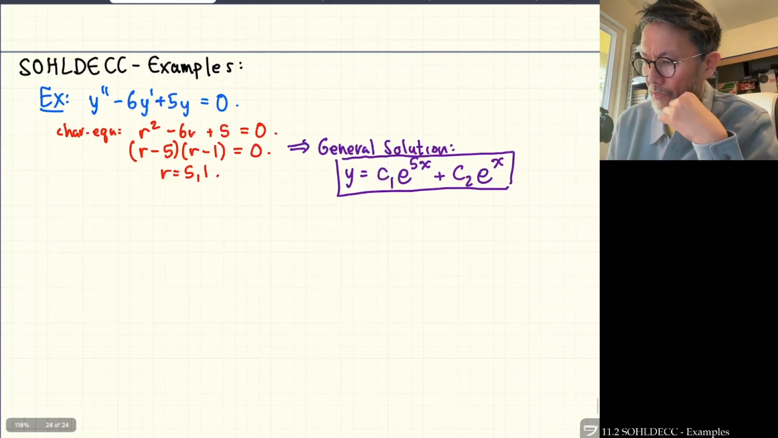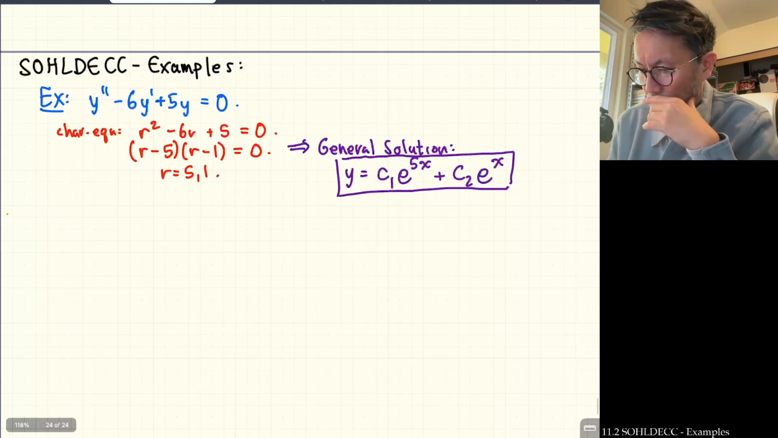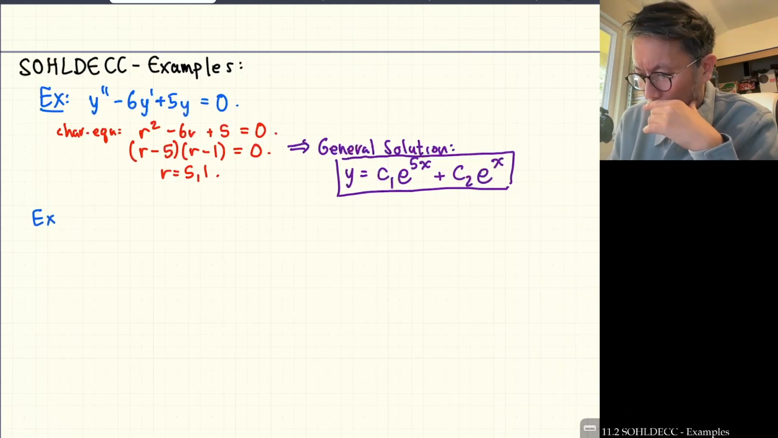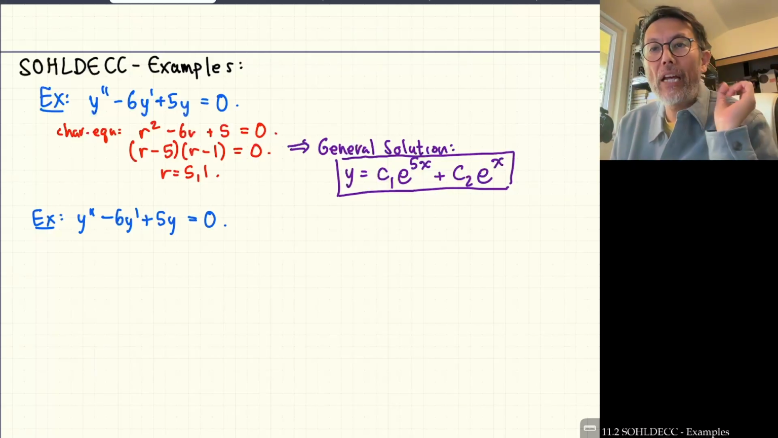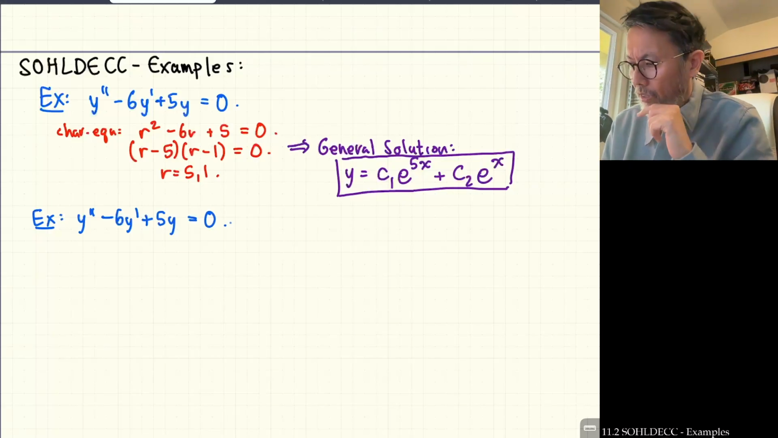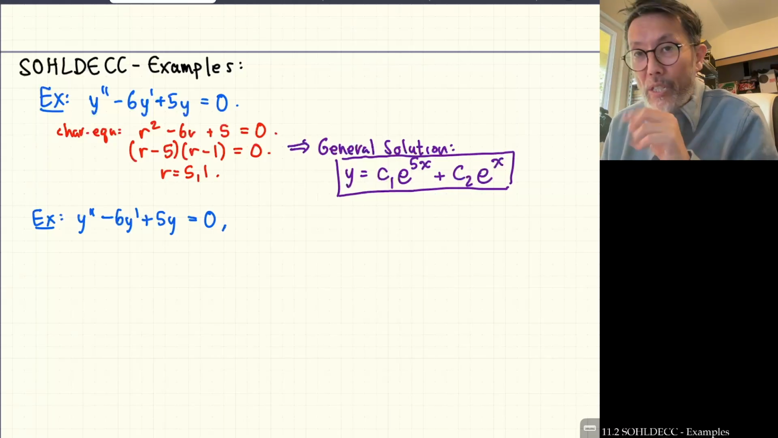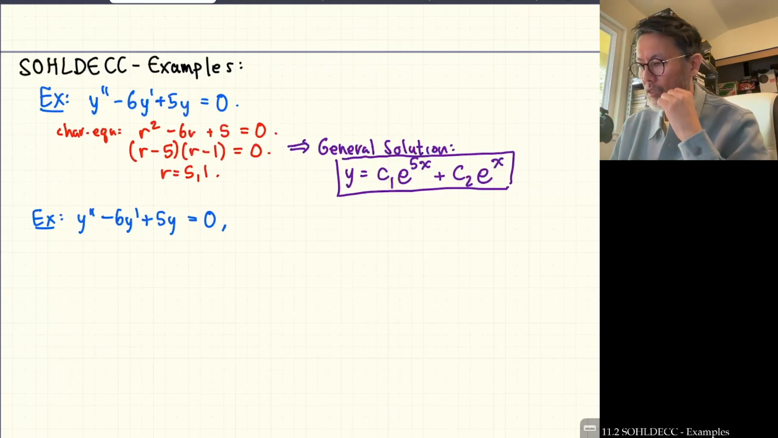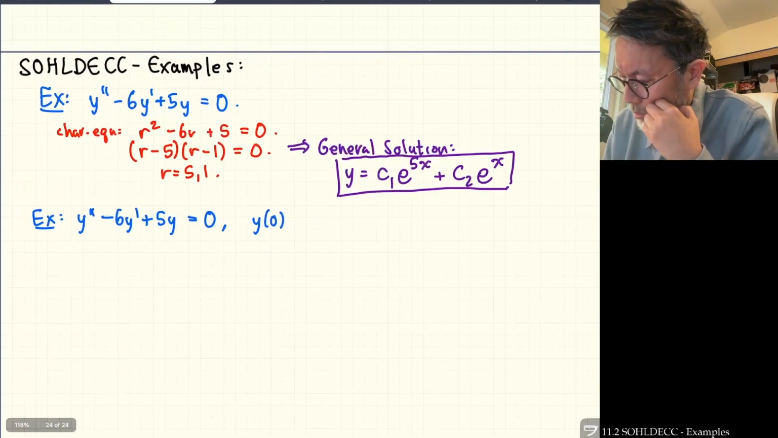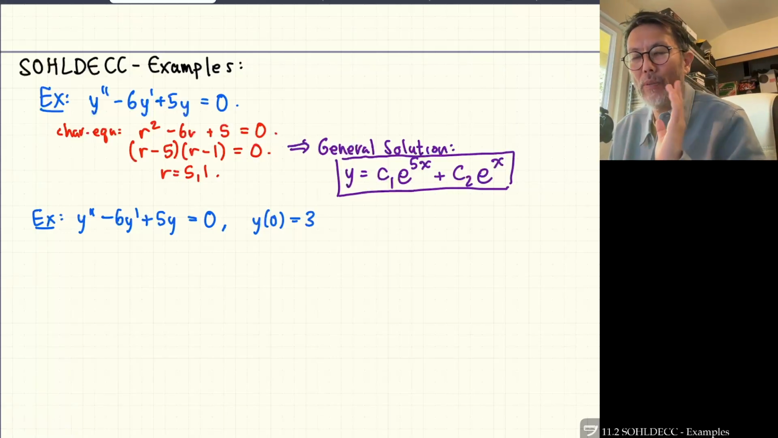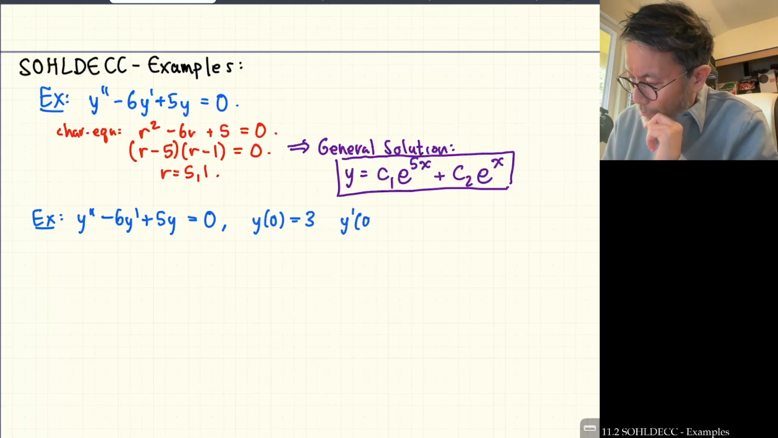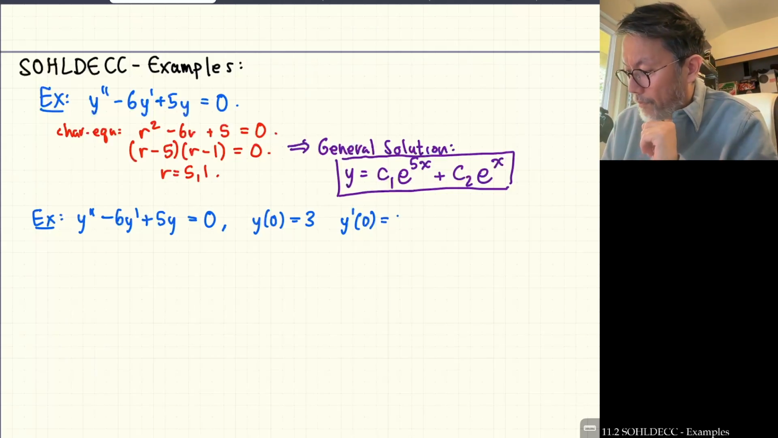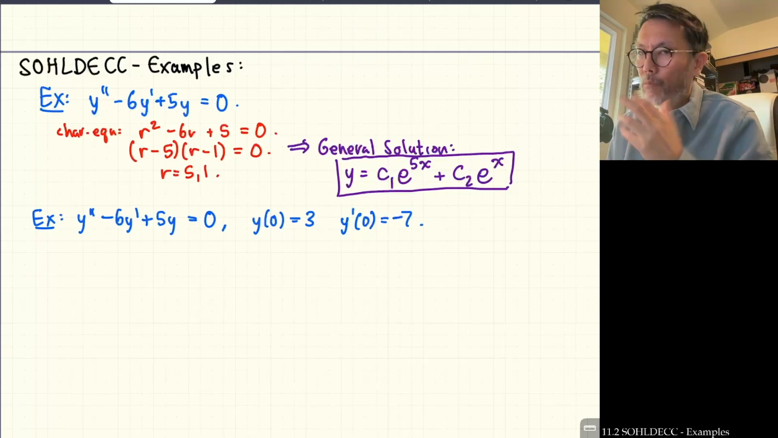So what if I said we have this problem, same problem, y double prime minus 6y prime plus 5y equals 0. It looks the same, but then I'm going to toss in some initial conditions. Now, initial conditions for second order equations look something like this. y of 0 is equal to, I don't know, 3? I'm just making things up. And how about y prime of 0 being equal to, I don't know, negative 7?